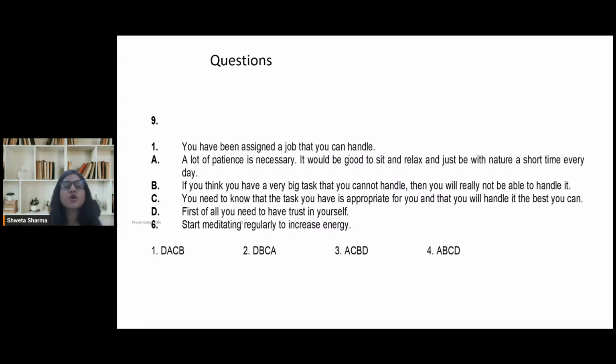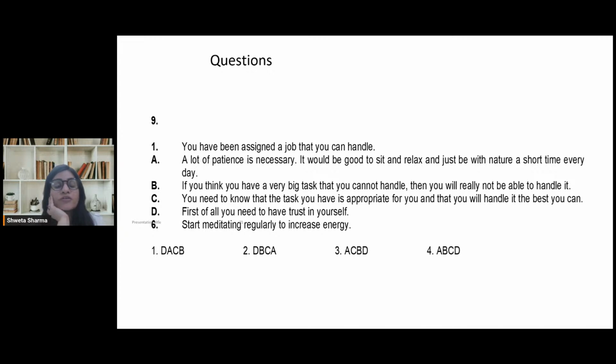So you've been assigned a job that you can handle. A lot of patience is necessary. It would be great to sit and relax and just be with nature a short time every day. If you think you have a very big task you cannot handle, then you will really not be able to handle it. You need to know that the task you have is appropriate for you and you will handle it the best you can.